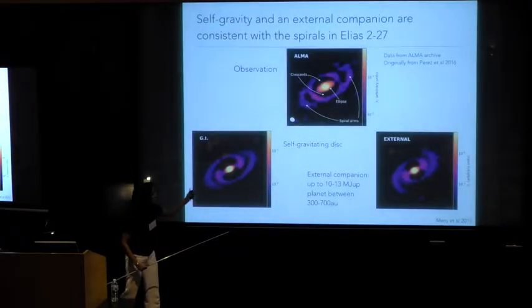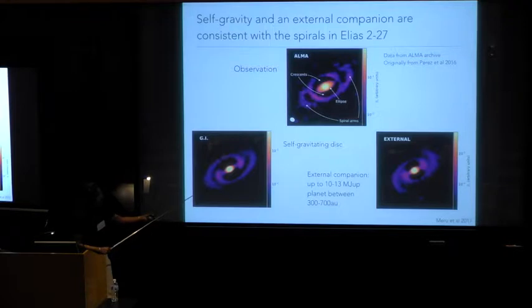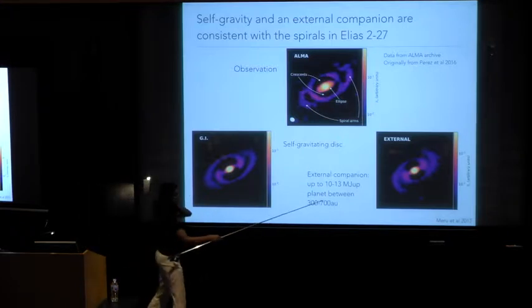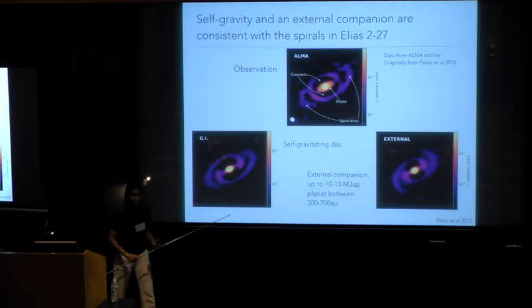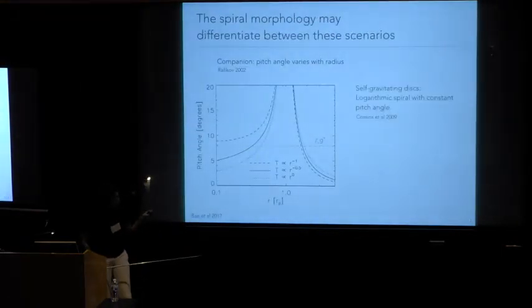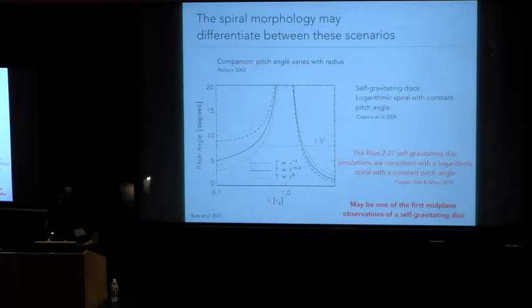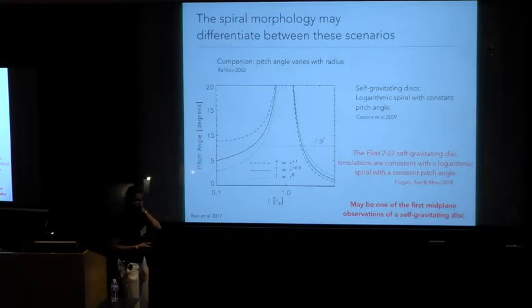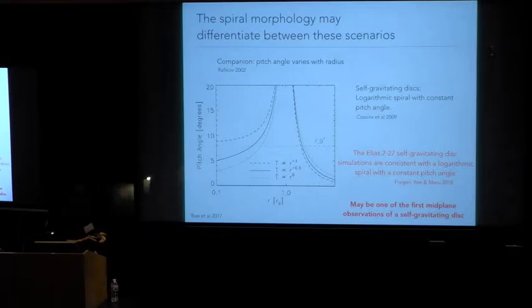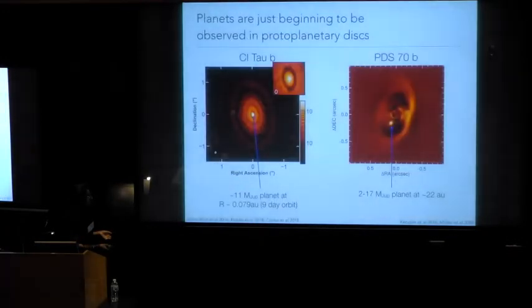If we just go back to this image here, these self-gravitating disk simulations were in fact consistent with a constant pitch angle, whereas we weren't able to describe the companion case with a constant pitch angle very well. The Elias 227 observations that we know of so far, certainly also the high resolution ones that have come out, do in fact show that these disks do have a constant pitch angle. So it's certainly consistent with the idea that it could be a self-gravitating disk.